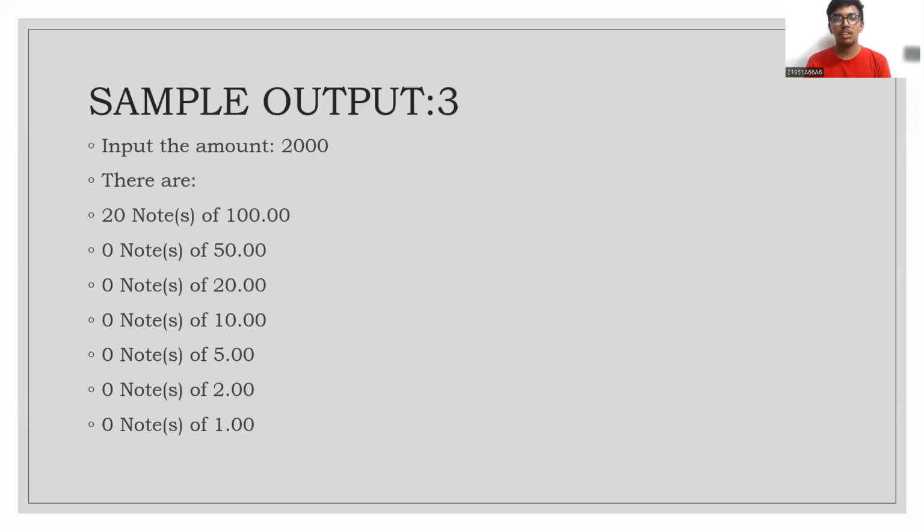Sample output 3. Input the amount: 2000. There are 20 notes of 100, 0 notes of 50, 0 notes of 20, 0 notes of 10, 0 notes of 5, 0 notes of 2, 0 notes of 1.